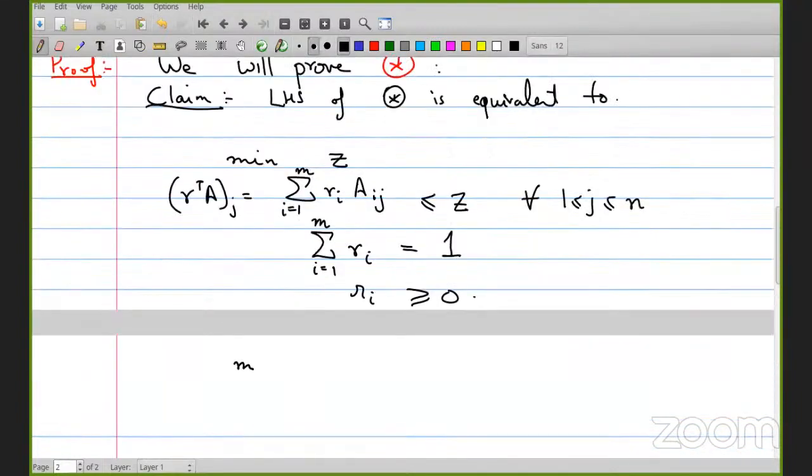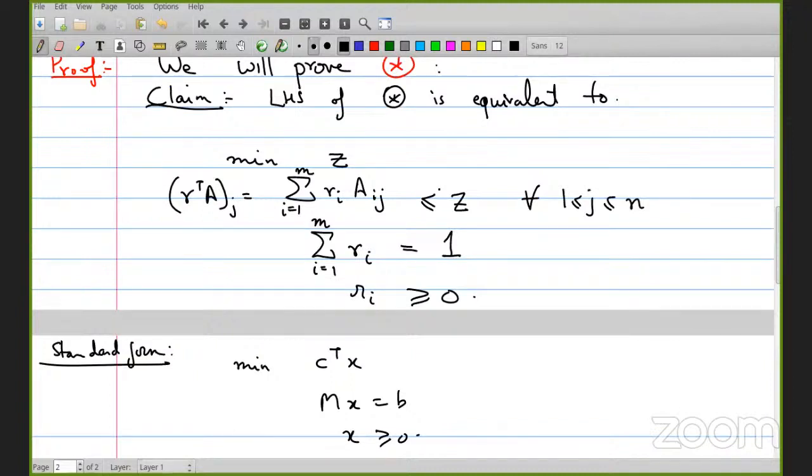The standard form was: minimum of C transpose X subject to MX equals B, X non-negative. Here we have an inequality constraint, first of all. At this point we want to use linear programming duality and see what the dual looks like. So here's the primal.